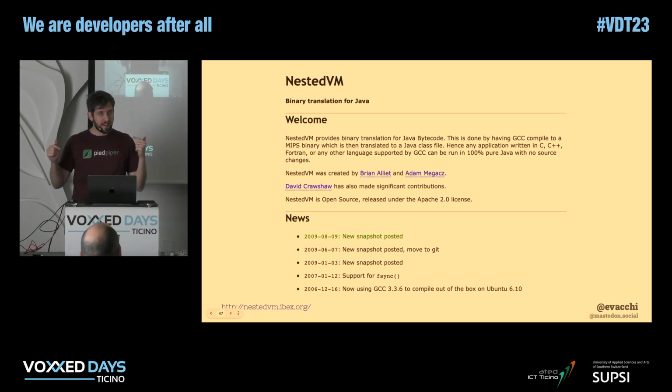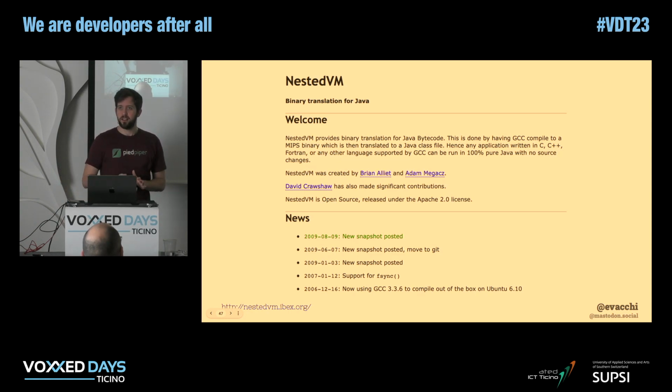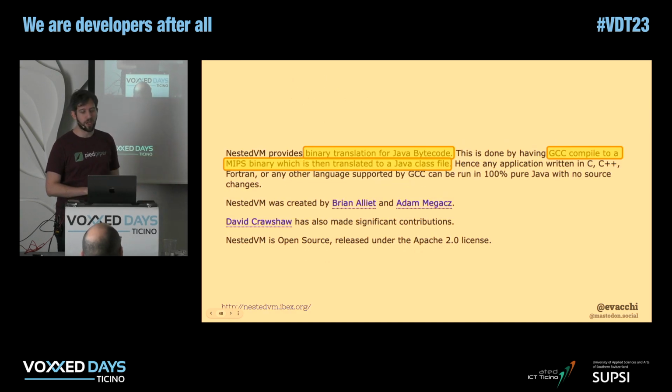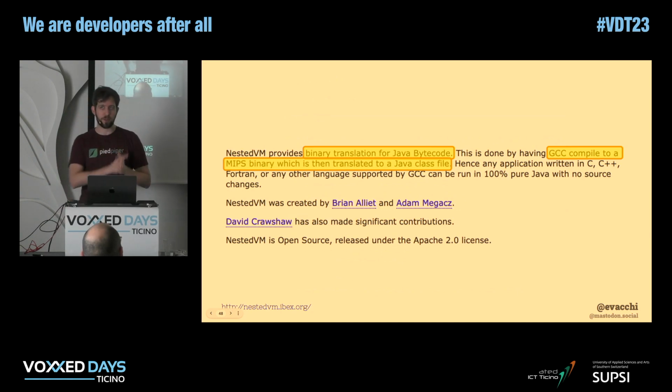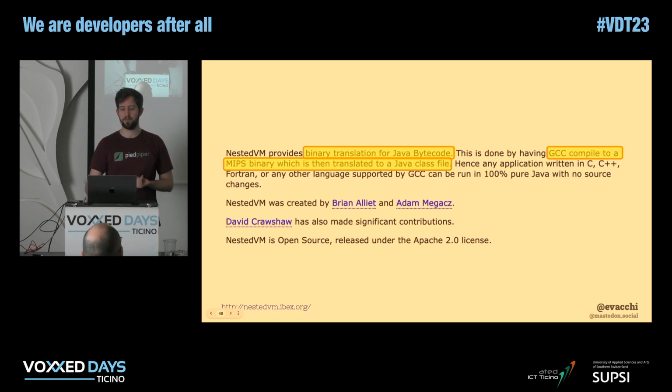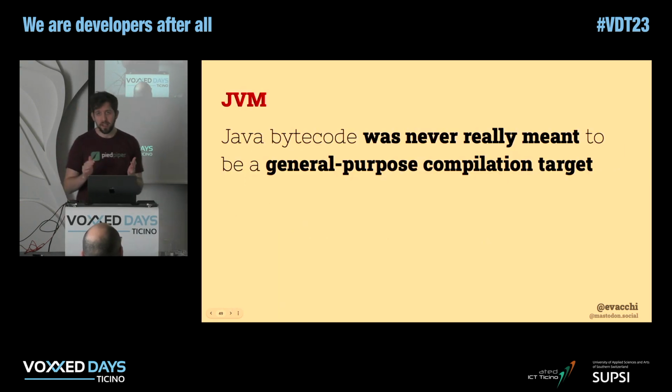But just to make it clear that I'm not a fan of either technology, and just giving you information, someone actually tried to target the JVM with arbitrary code. In particular, this was a toolchain to allow you to compile any C++ program into bytecode and execute it on the JVM. So people tried doing that. But the reality is that Java bytecode was never really meant to be a general-purpose compilation target.